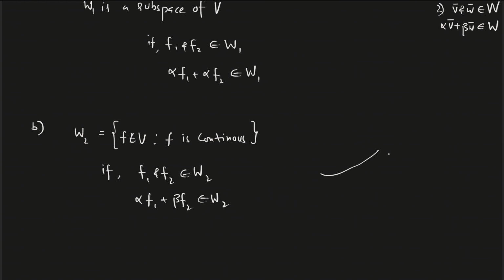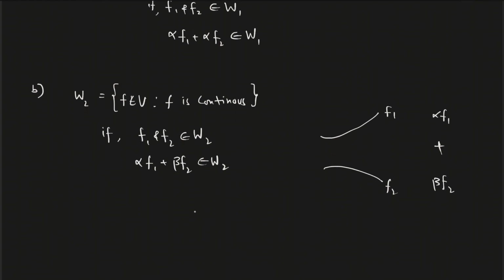For example, if this function f1 is continuous, then alpha times f1 is also continuous because you're just scaling the function. Same goes if you take this other function f2, then beta times f2 is also continuous because f2 is continuous, so you just scale that function and it is also continuous. And because alpha times f1 and beta times f2 are continuous at every point x, their linear combination will also be continuous at every single point.